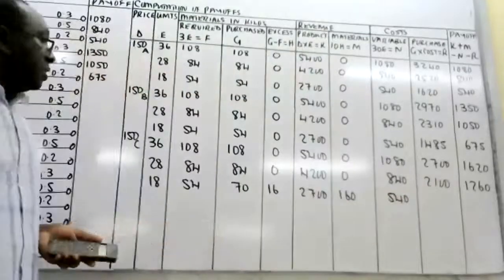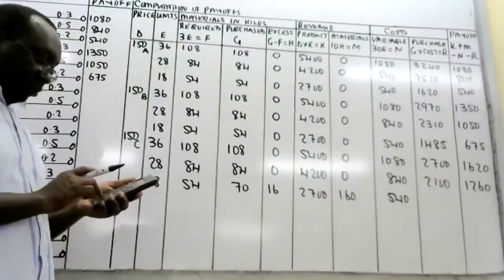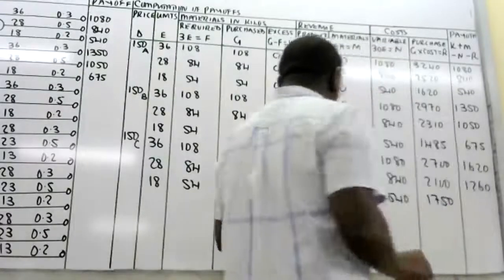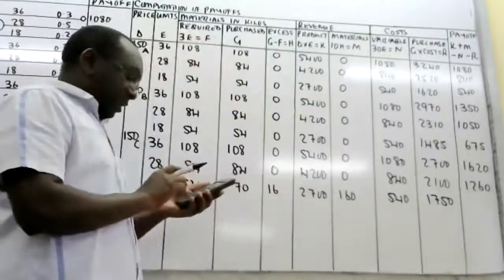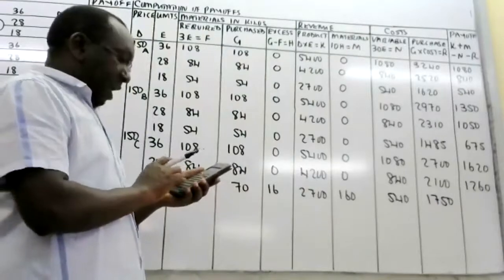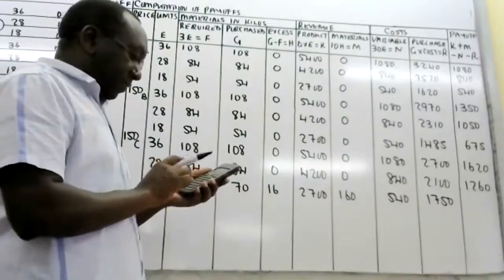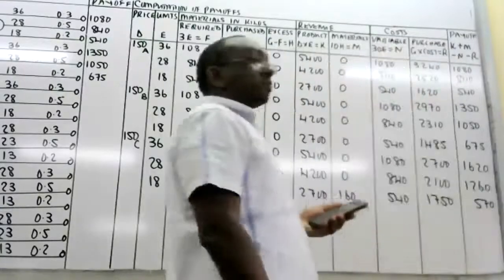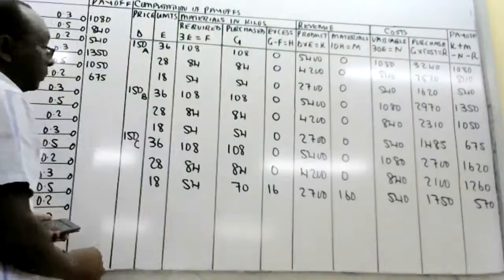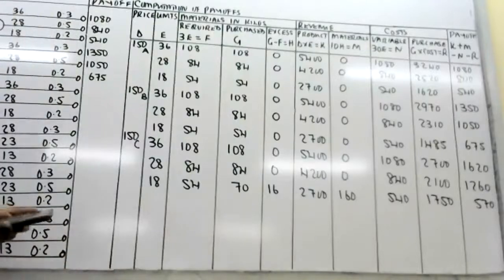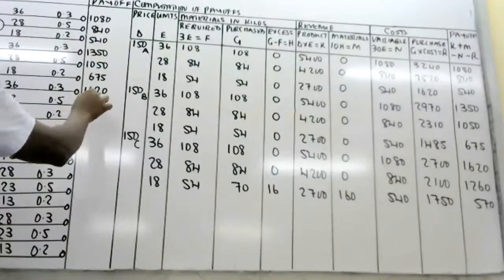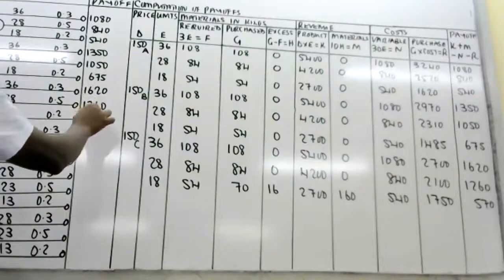But the purchase now is 70 times 25, which is 1750. So 2,700 plus 160 minus 540 minus 1750 is 570. So we now go to hapa si kuandika 16, 20, 12, 60 and 570.